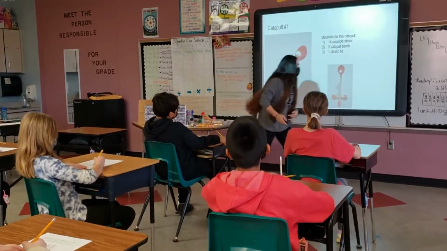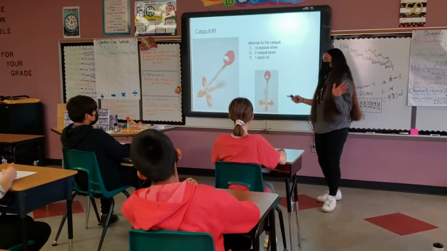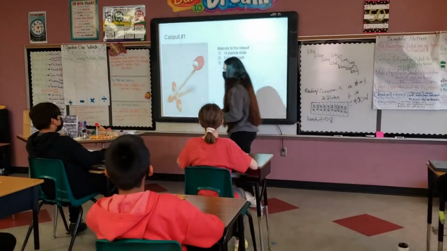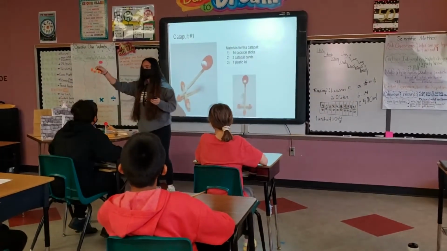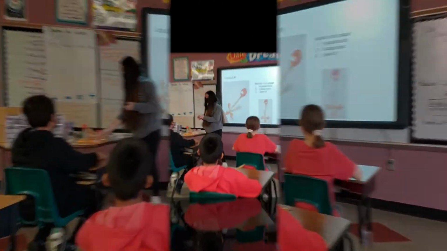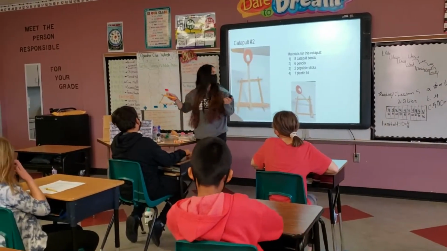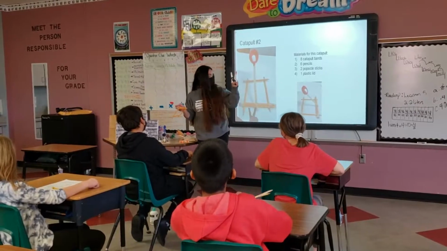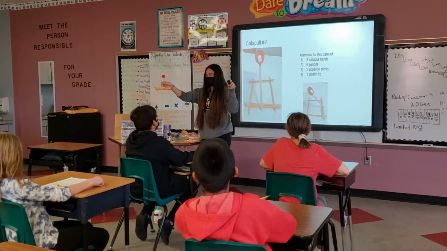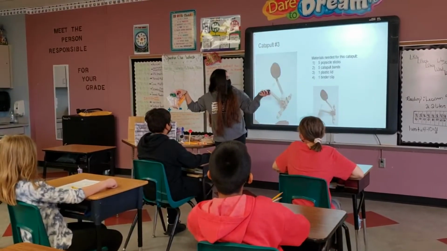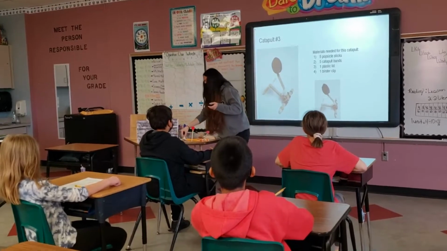Catapult number one has 14 popsicle sticks, three catapult bands, and one plastic lid, which is this catapult right here. Catapult number two has 8 catapult bands, 6 pencils, 2 popsicle sticks, and 1 plastic lid, which is right here.